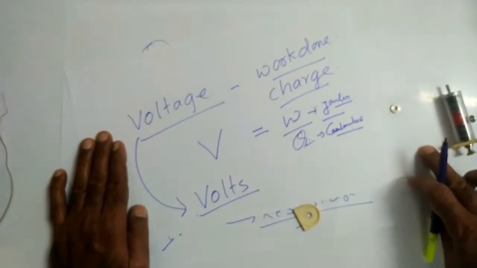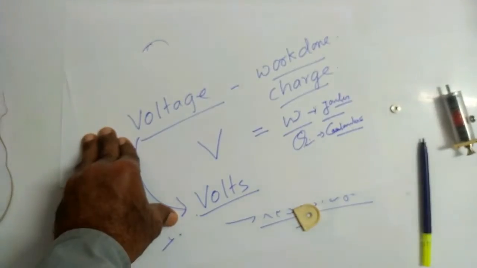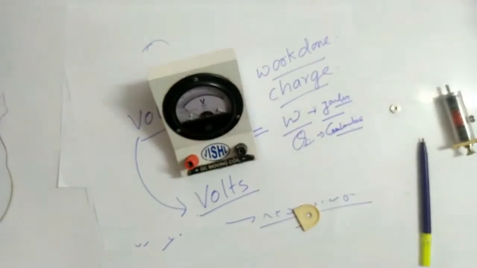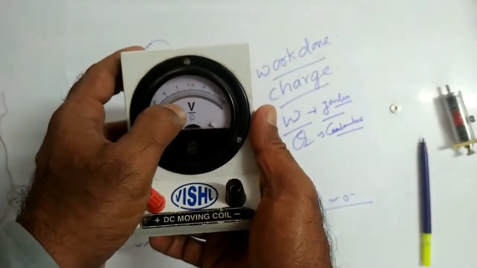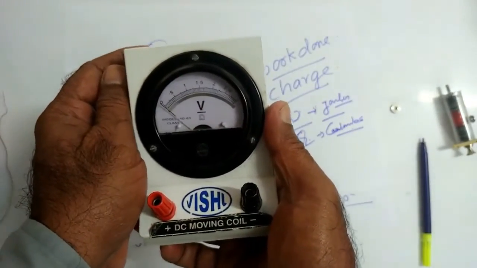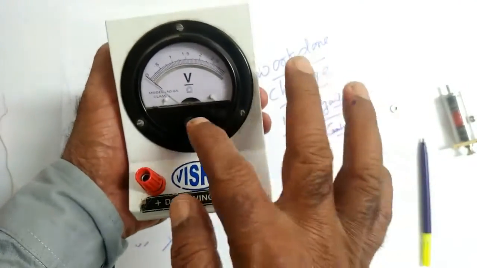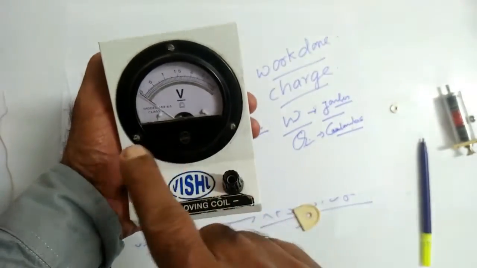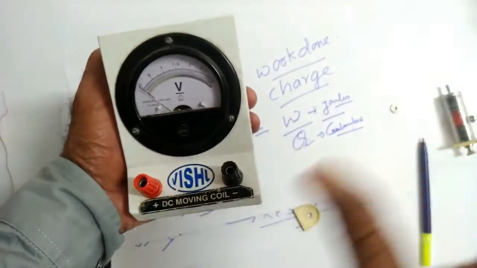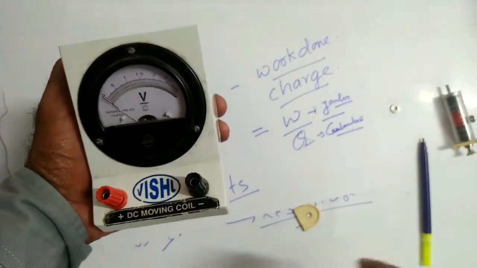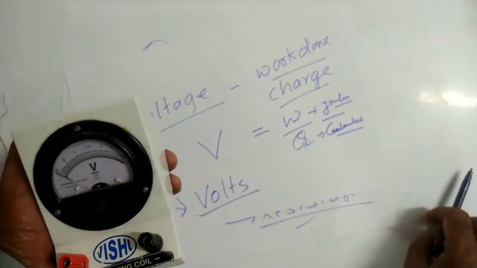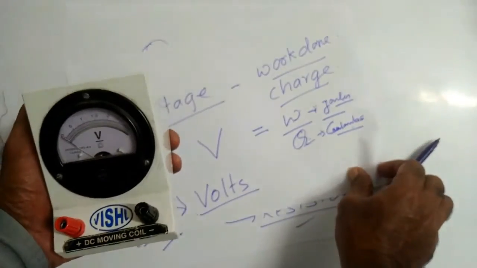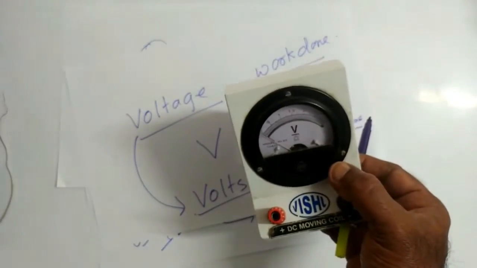And how can we measure the voltage? We have a device here. Just look at this. There is a V letter which is written on this, and this is called voltmeter, not voltameter. V-O-L-T-M-E-T-E-R, voltmeter. Now what does it do? It finds out the voltage between the 2 points. And what does it mean? Let me show you on paper.